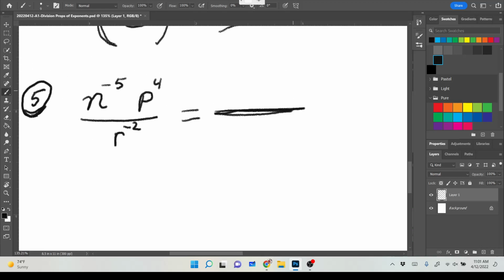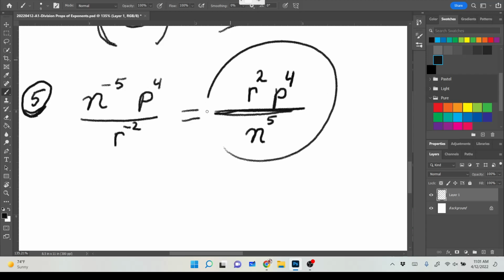The p is going to stay up there on the top, because it's not to a negative. It's just to the 4th. The r is going to come up to the top and become squared, because it's a negative 2. That's what negative exponents cause it to do. It causes it to change levels. He was on the bottom and he comes up to the top and gets a positive exponent. The n goes to the bottom and it makes it a positive 5. That is so cool.